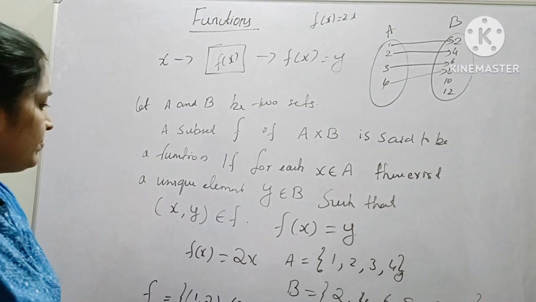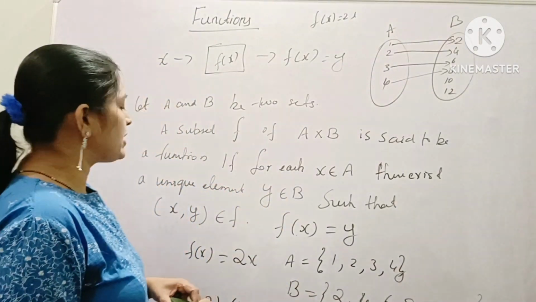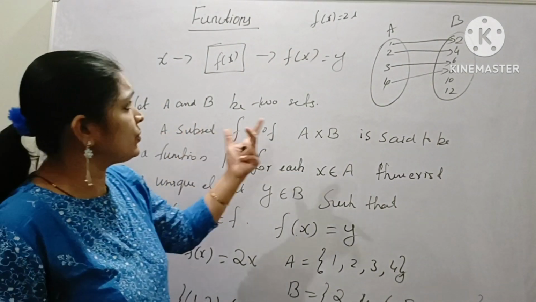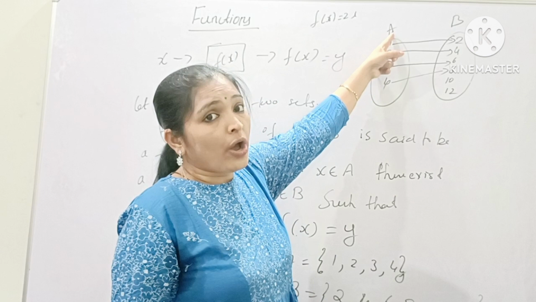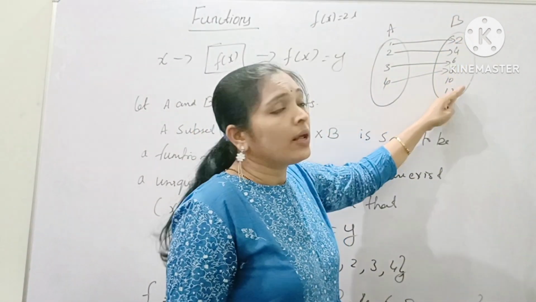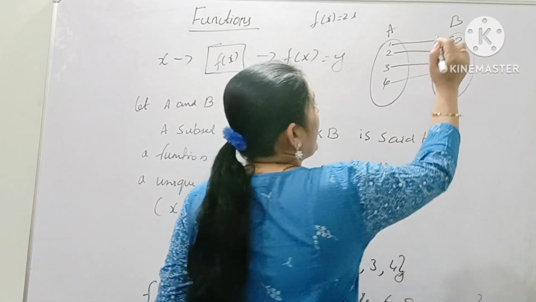That is the function. Next, we will study types of functions. This one you understood, right? The set of all elements of A is called the domain, the set of all elements of B is called the codomain, and here it is the range.